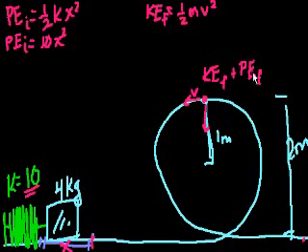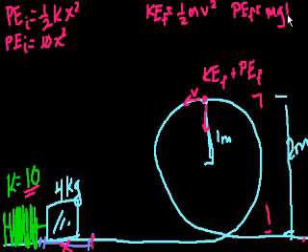And then what's the potential energy at this point? It's gravitational potential energy, so it's the mass times gravity times this height, right? So I'll write that here. Potential energy final is going to be mass times gravity times the height.